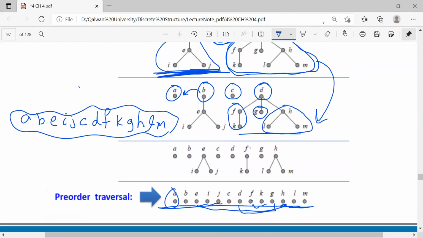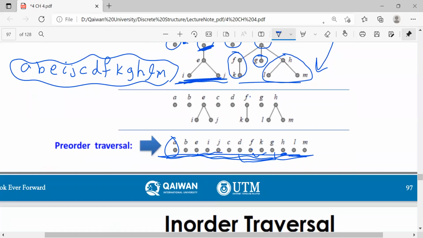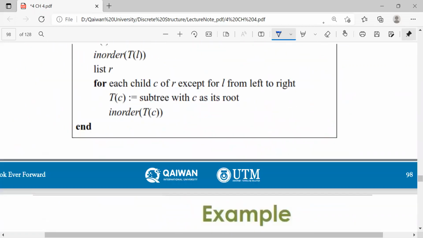Okay, this is the process. You should first write down the root, then the subtrees from left to right, and then the subtrees become trees again, and then write down the root for each subtree, then the left and right subtrees for each subtree, till you get this form. So this is the pre-order traversal of the rooted tree.